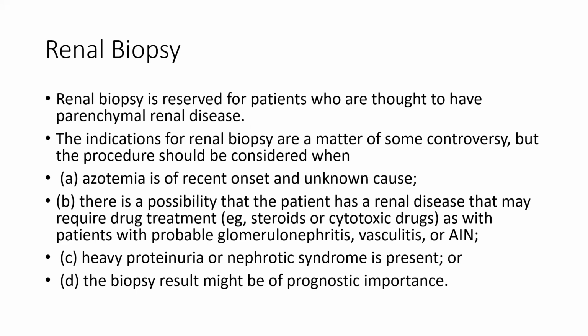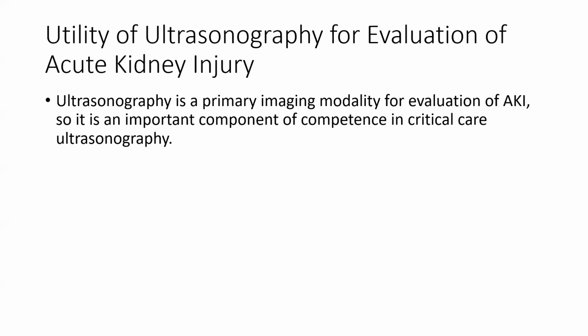Renal biopsy is reserved for patients who are thought to have parenchymal renal disease. The indications for renal biopsy are a matter of some controversy, but the procedure should be considered when azotemia is of recent onset and unknown origin. There is a possibility that the patient has renal disease that may require drug treatment, for example steroid or cytotoxic drug, as in patients with probable glomerulonephritis, vasculitis, and AIN, that is, acute interstitial nephritis. And heavy proteinuria or nephrotic syndrome is present, or the renal biopsy result might be of prognostic importance.